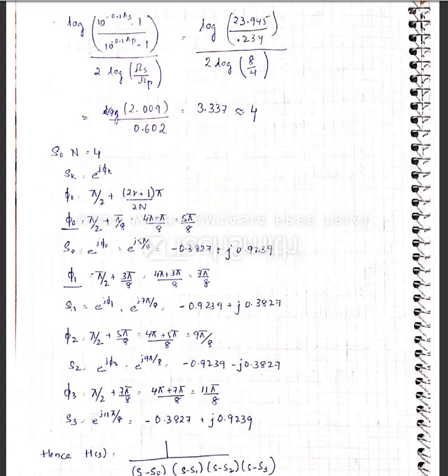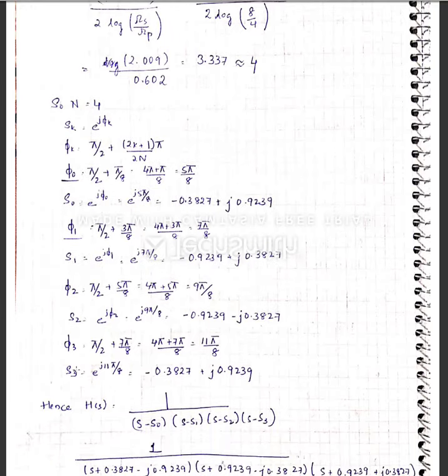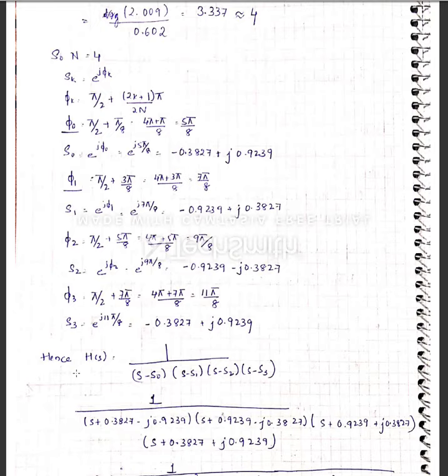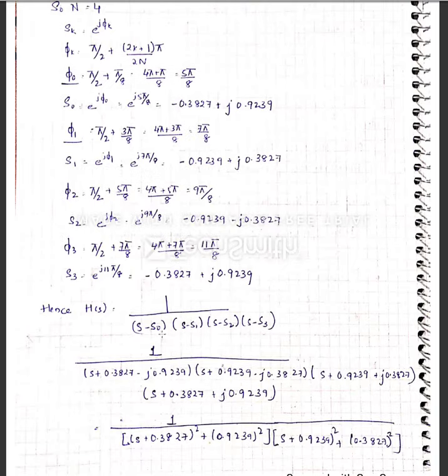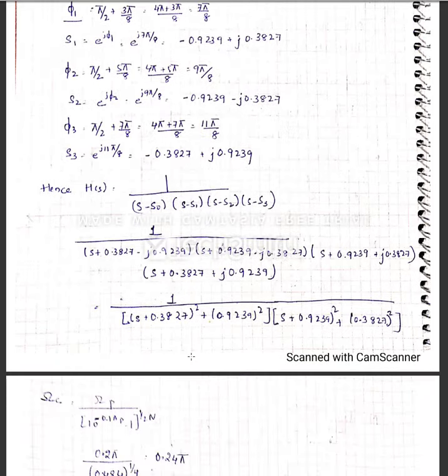Similarly, you will calculate for your phi 1 what angle you are getting, then your theta value, then S1. Similarly phi 2, S2, phi 3, S3. So how will the transfer function look for n equal to 4? 1 by (s minus s naught)(s minus s1)(s minus s2)(s minus s3). Whatever you have obtained for s0, s1, s2, s3, you will be substituting here and solving it.